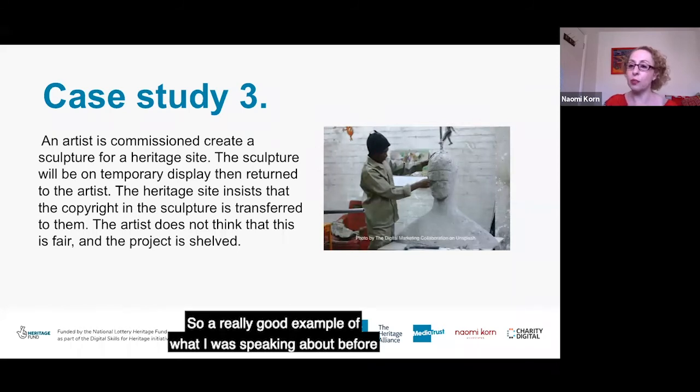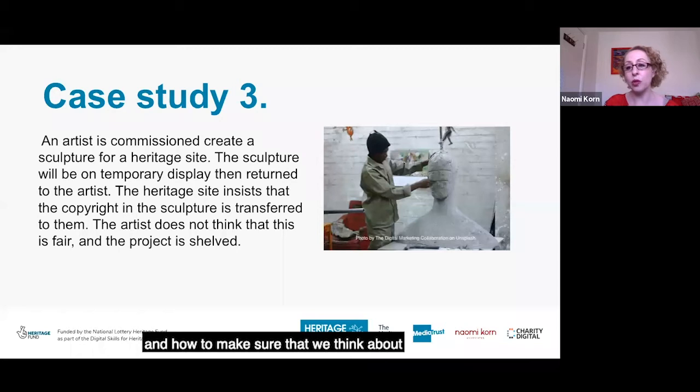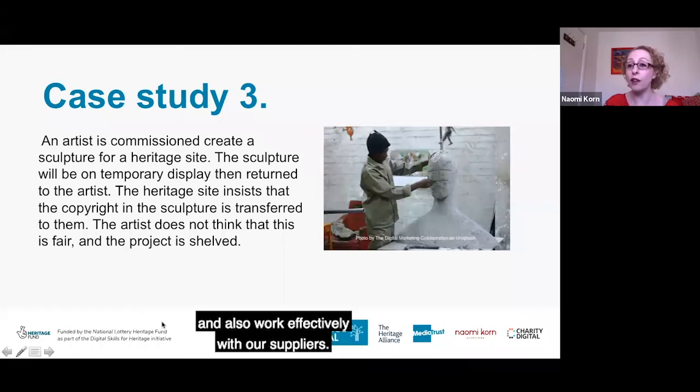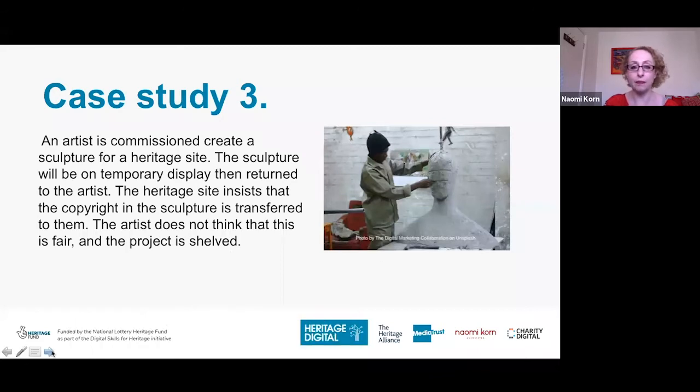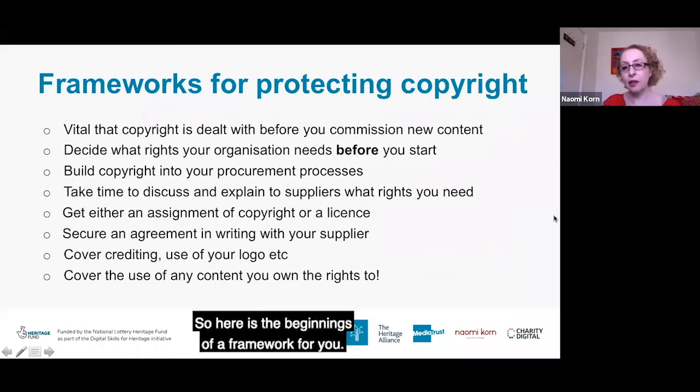So a really good example of what I was speaking about before and how to make sure that we think about getting the right rights that we need in order to support our projects and also work effectively with our suppliers. So here is the beginnings of a framework for you. As I said, I'll be expanding on this in more detail in the guide that will be available later on in October.